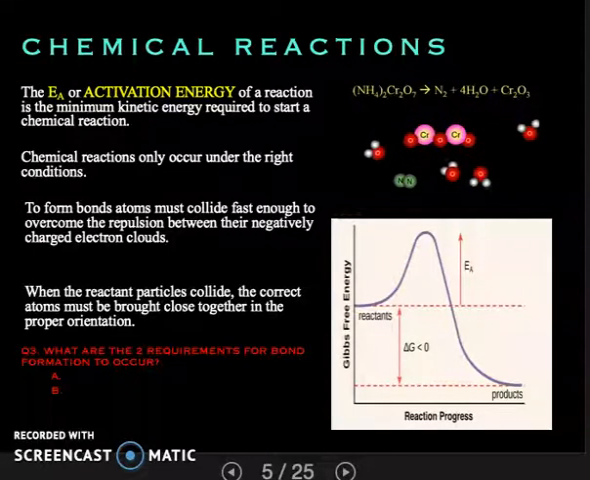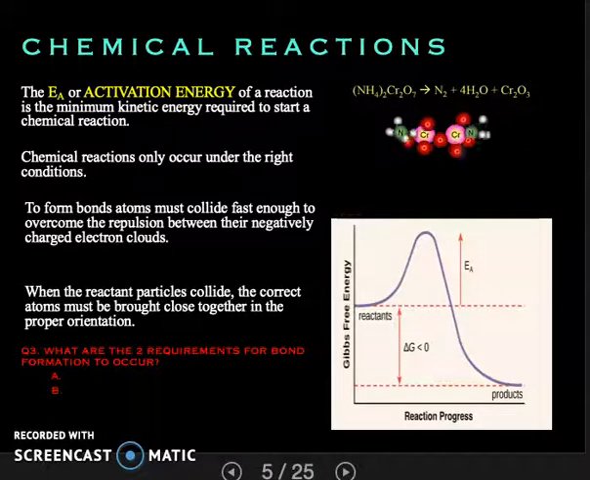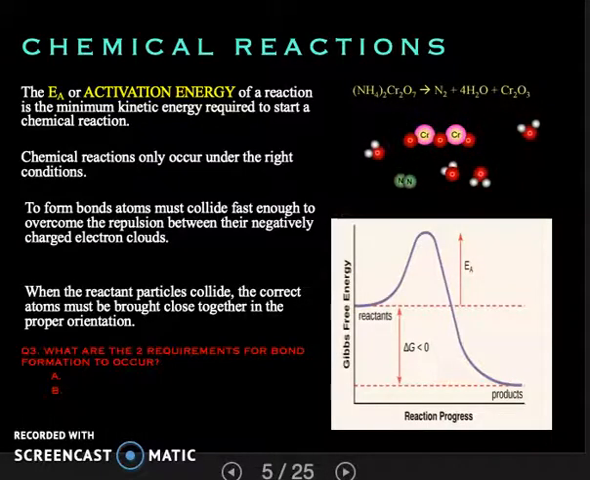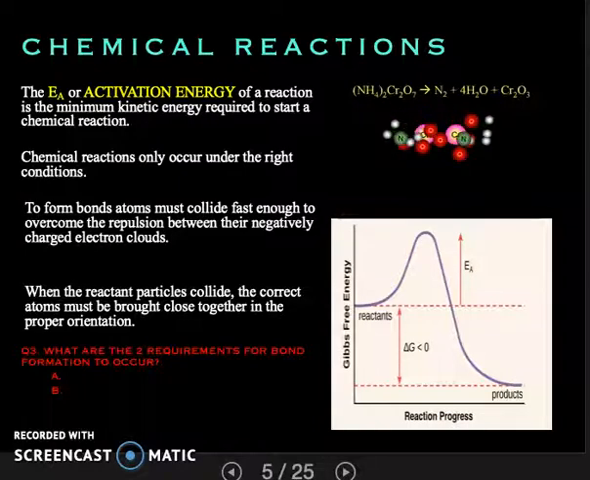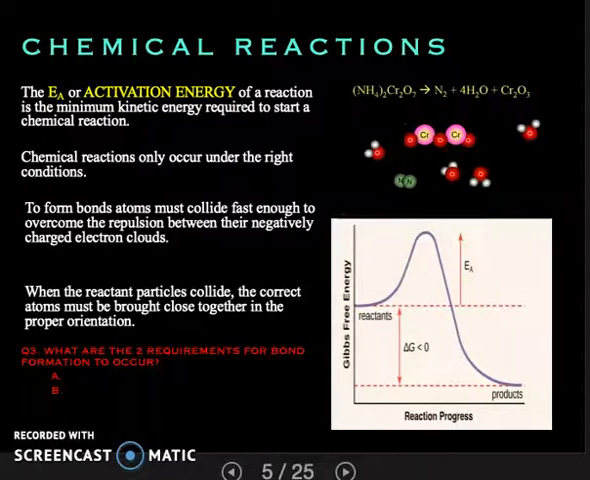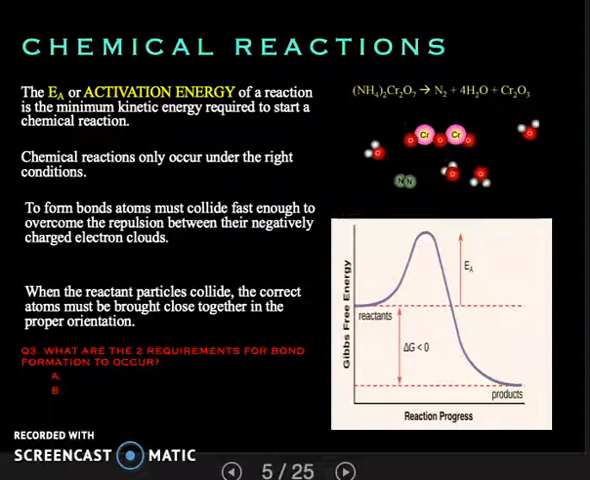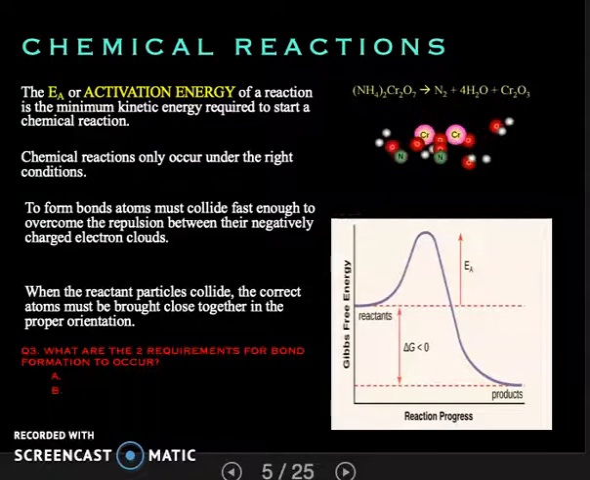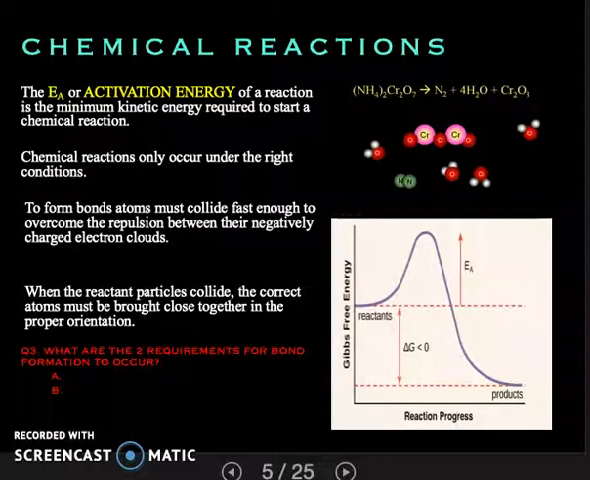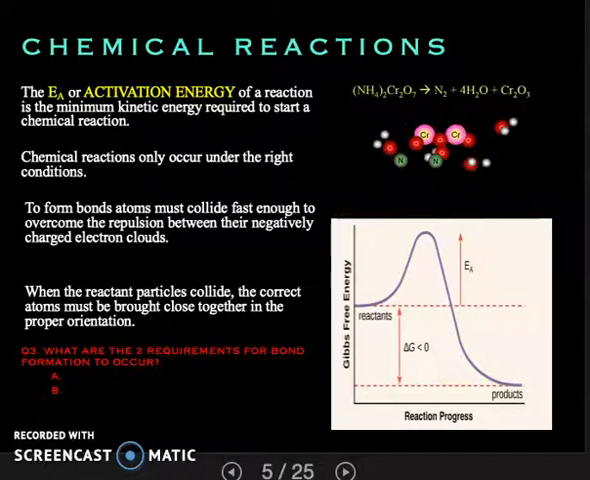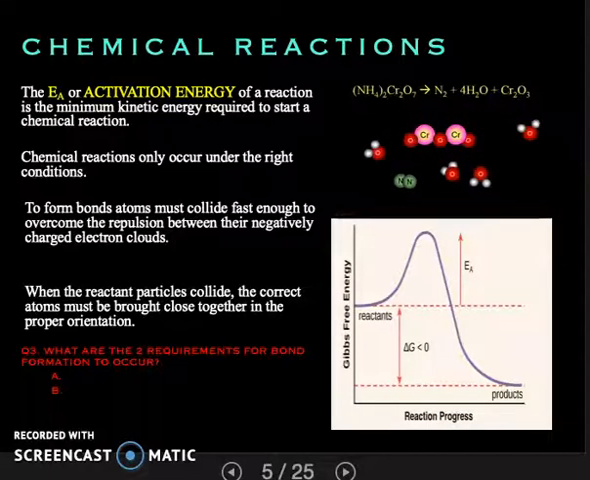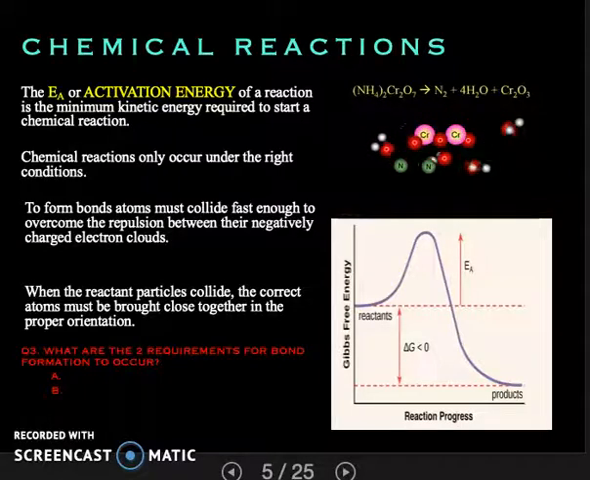And remember that atoms have a shell of electrons that is negatively charged. So everybody's got electrons, more or less. And when they come together, there's got to be enough energy for those two atoms to collide to overcome that natural repulsion between the electron shells. Not only that, but they also have to be in the appropriate orientation. Now, that's a little bit deeper than we need to go for the course, but those are the two factors that limit chemical reactions.